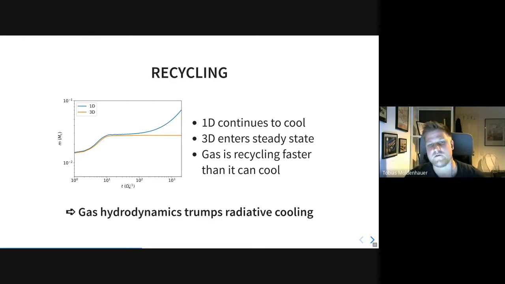And again, the only difference between those two simulations was the dimensionality. So blue was 1-dimensional and orange was 3-dimensional. And this is how we can clearly conclude that recycling happens faster than the cooling of the gas. And therefore, gas hydrodynamics, in a sense, here trumps radiative cooling. And we truly have recycling occurring, and it's an important effect, which is also just on its own able to counter this radiative cooling and therefore counter runaway gas accretion.